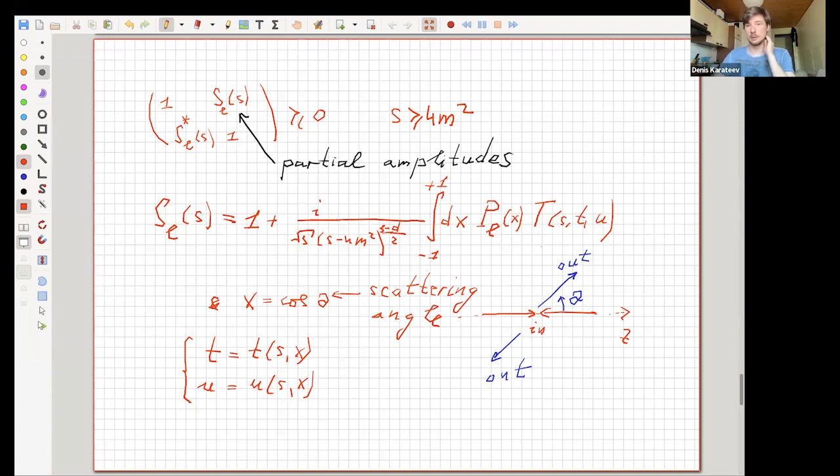Anyway, so you see what happens. You take the scattering amplitude and you have three variables, S, T, and U. T and U depend on S and X, so you can just do the change of variables. Then you integrate over the scattering angle with the Legendre polynomials, and this integration gives you the projection to the partial waves. And the very final unitarity constraint then becomes this quantity.